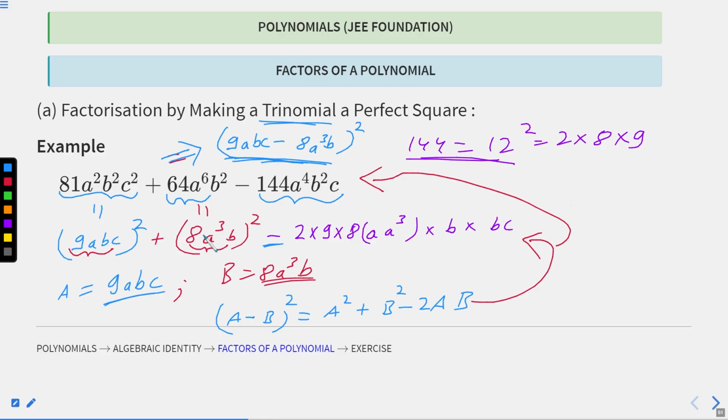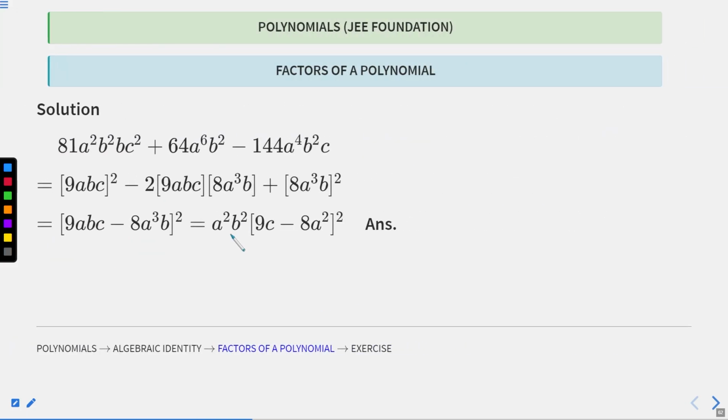I hope that this clears the identities for you. Okay, so how we used our identity, how we took our a as 9abc and b as 8a cube b, in order to make an identity out of it, we need to take our terms as follows so that we can create a perfect square. Okay, I hope all this is very clear to you.